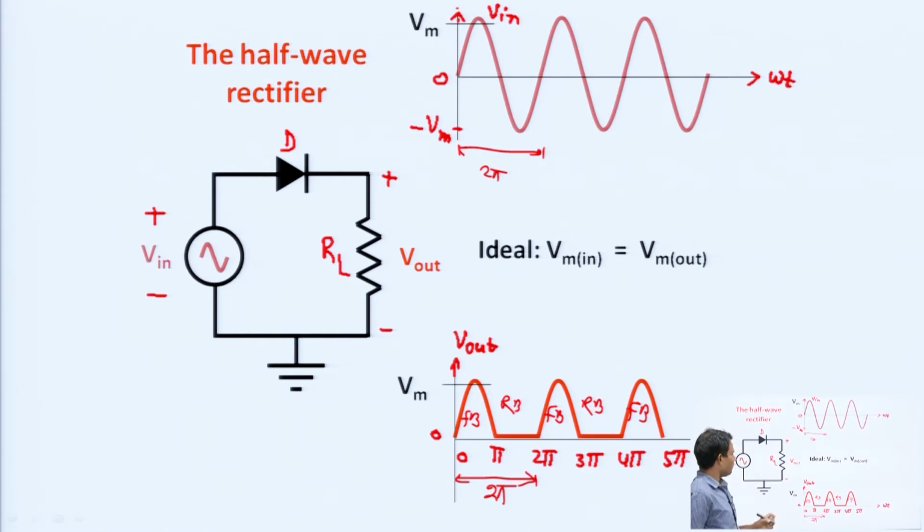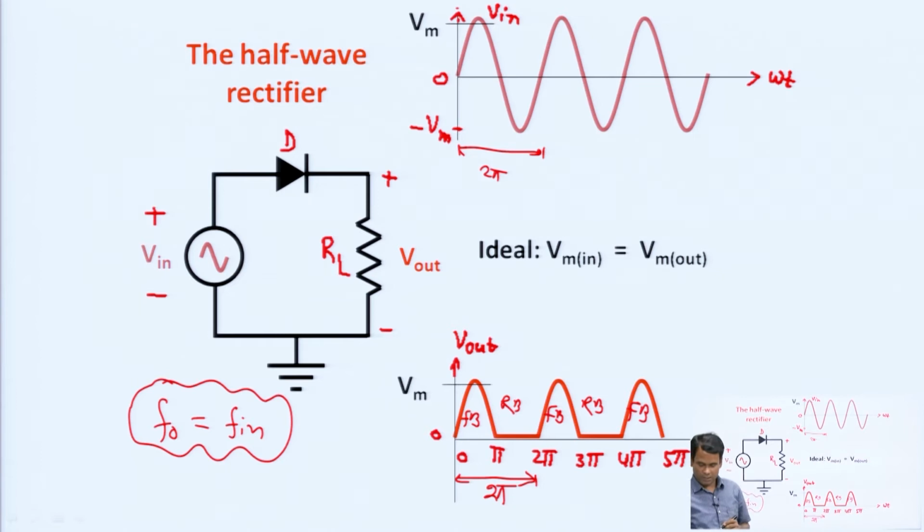This means f output is equal to f input for the half wave rectifier. This point is very important for objective questions or 2 marks questions in the university examination.